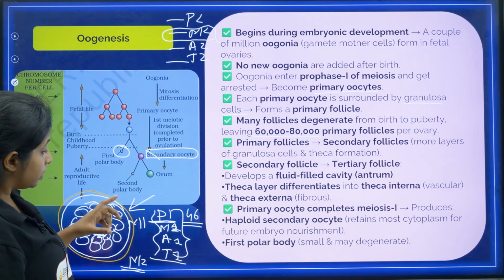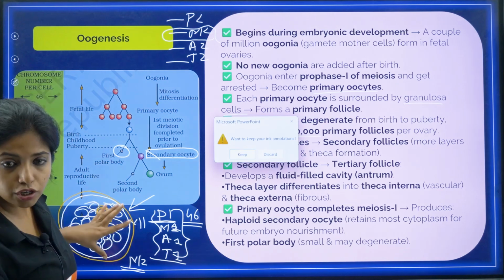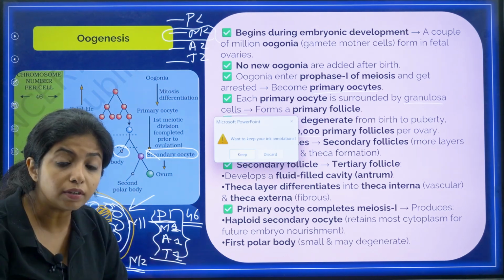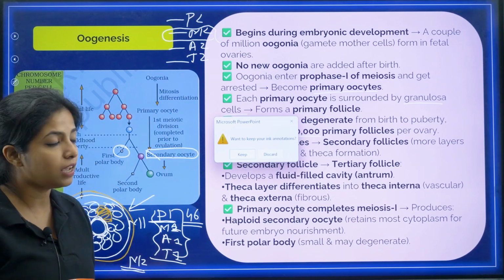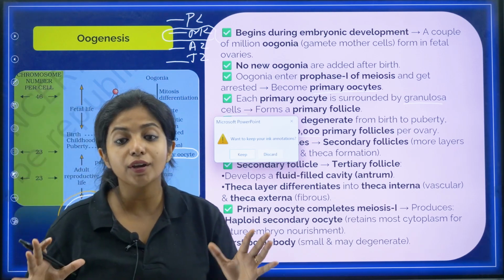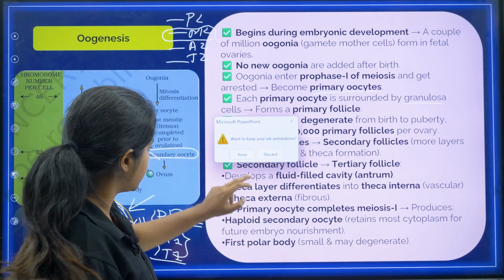Now, the tertiary follicle will soon transform into the next follicle, that is the mature follicle, which is known as the Graafian follicle, my dear little children. What do you call it? Graafian follicle.